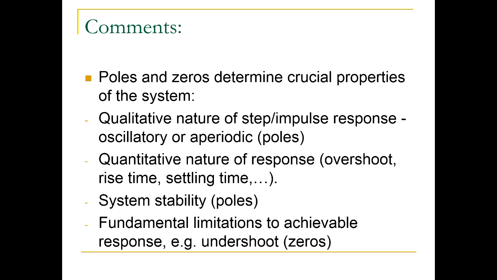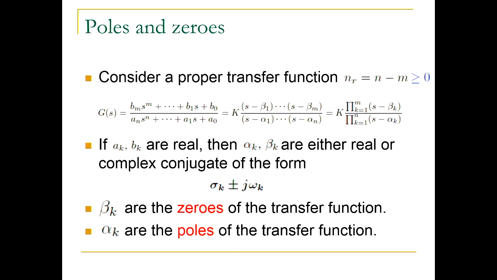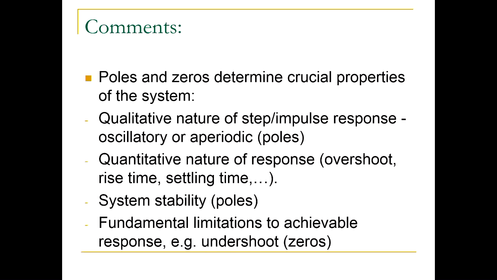Also, the quantitative nature of the response depends on poles and zeros. Obviously, the quantitative nature also depends on this constant k that just scales the response. You just multiply by k all the terms in the partial fraction expansion to get the impulse response. Also, overshoot, rise time, settling time, all of these features of the step response are affected by locations of poles and zeros, as well as the gain.